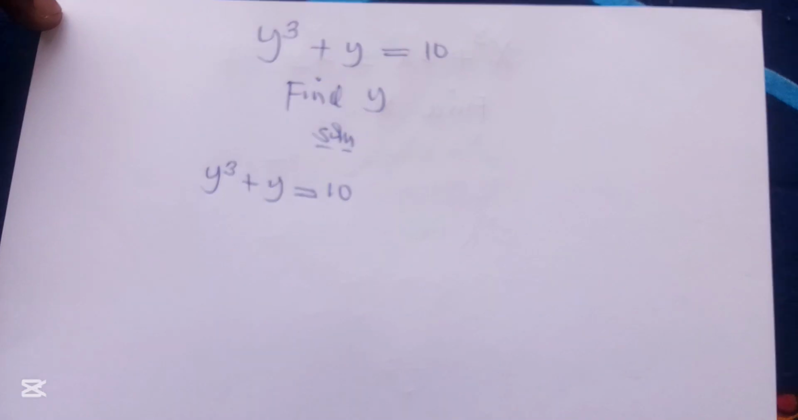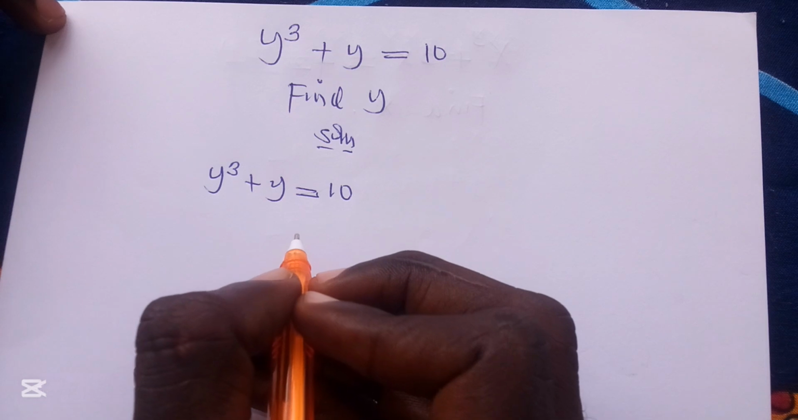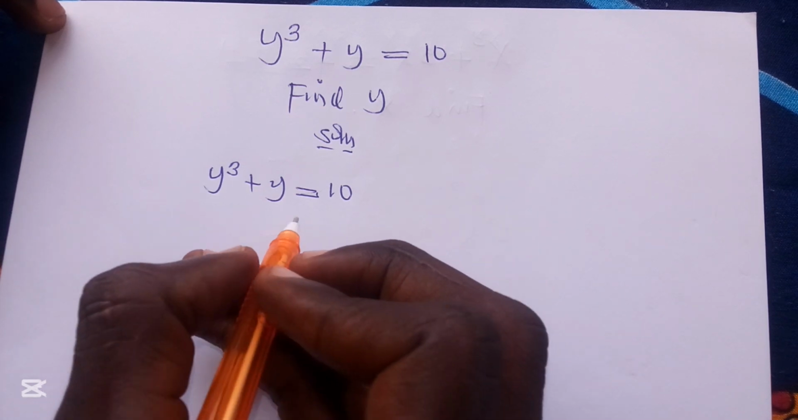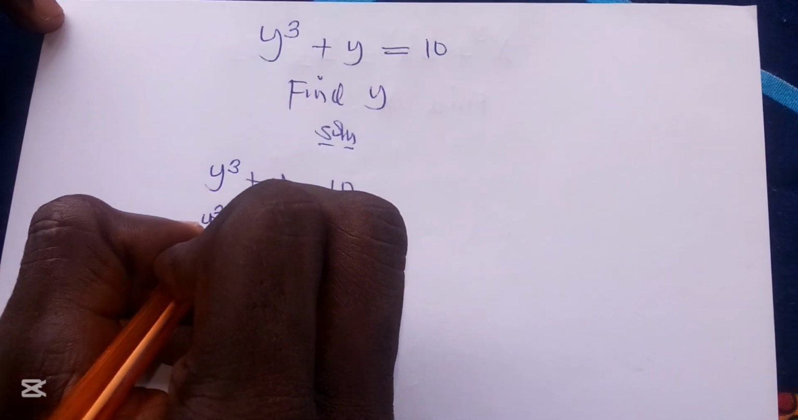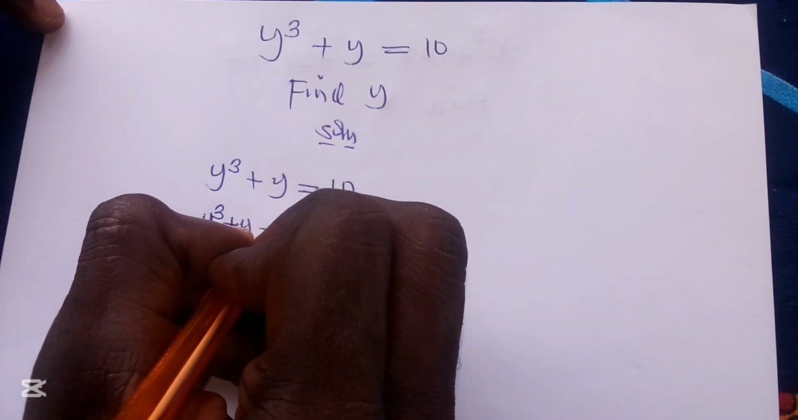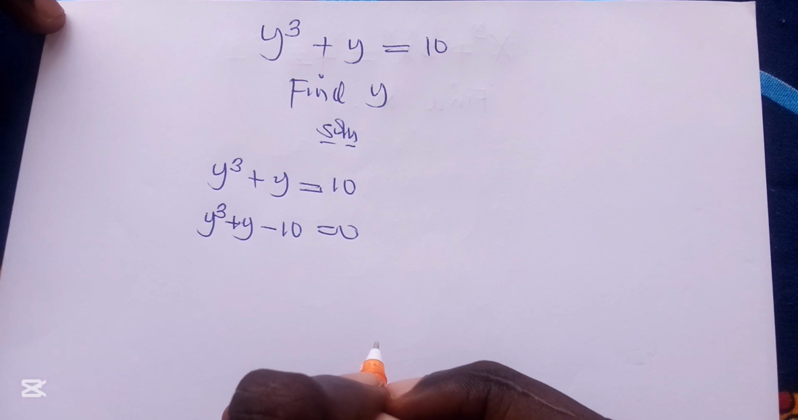Now looking at this, there are two ways to solve this one. Any one you prefer, you're going to have the same answer. Let's try the first one. We say y cubed plus y, when we move the 10 across, we have minus 10, then everything becomes 0. Now from this, we try to factorize.